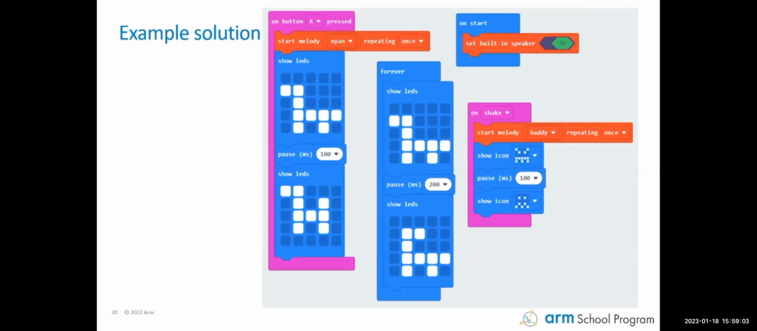Really, they can add as much complexity as they want to. They could stack in those pauses and those show LED blocks to create really complicated animations. Obviously, you're limited by the 5x5 matrix in what you can do, but there is still an awful lot that you can do with that, and you can create some really sophisticated stuff if they have time to play with it.